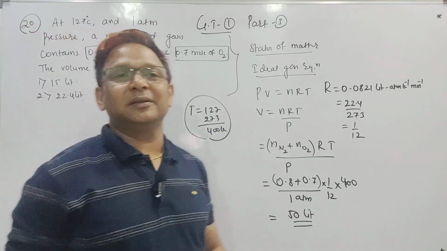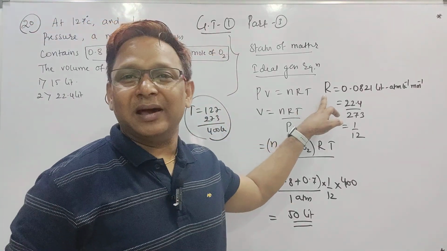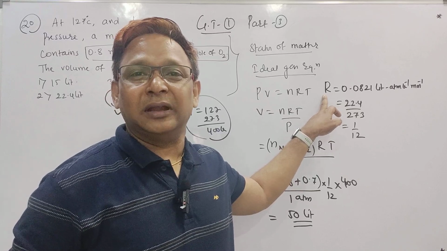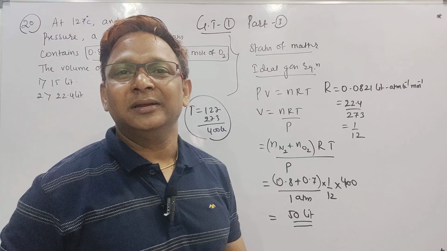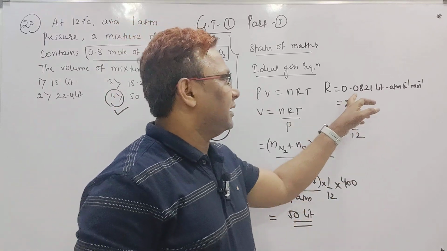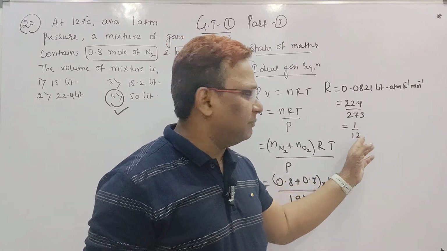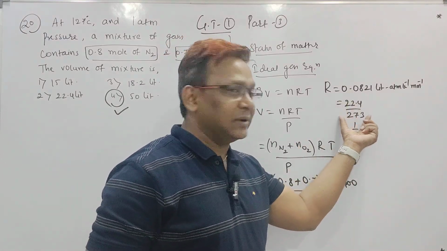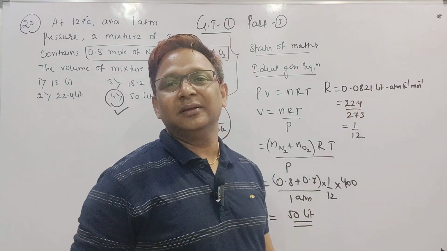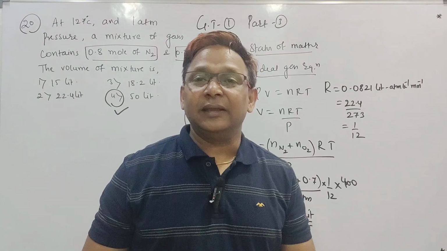The fourth option is here. But I saw in the exam most of the children use the value of R as 0.0821 liter atmosphere per Kelvin per mole. It will take much time to get the answer. Trick, remember only the trick. Instead of that, 22.4 by 273, or better 1 by 12, we can use. This also gives the same value. Substitute the value and get the answer. Right? Take a screenshot, beta.